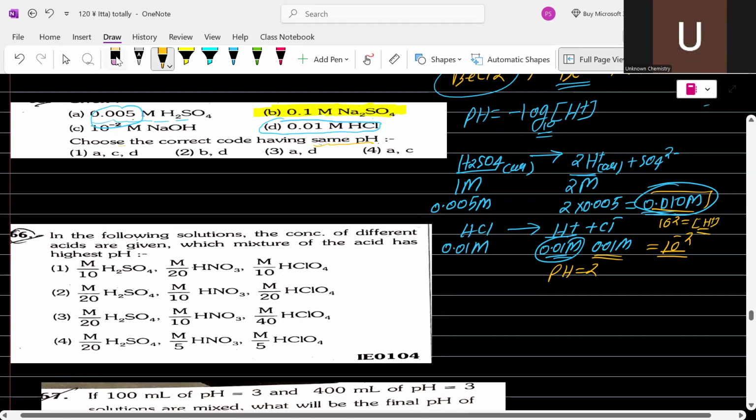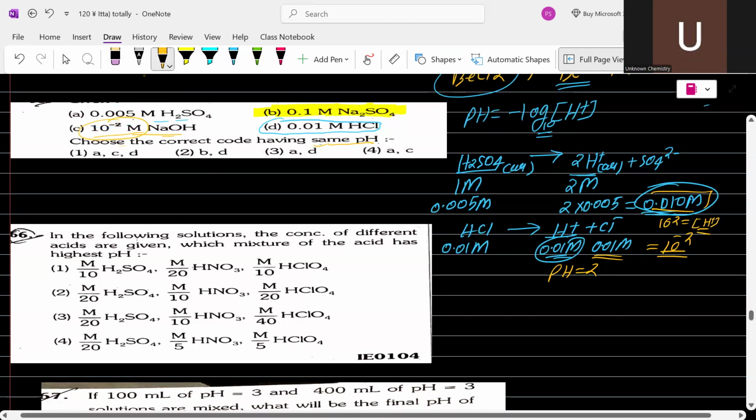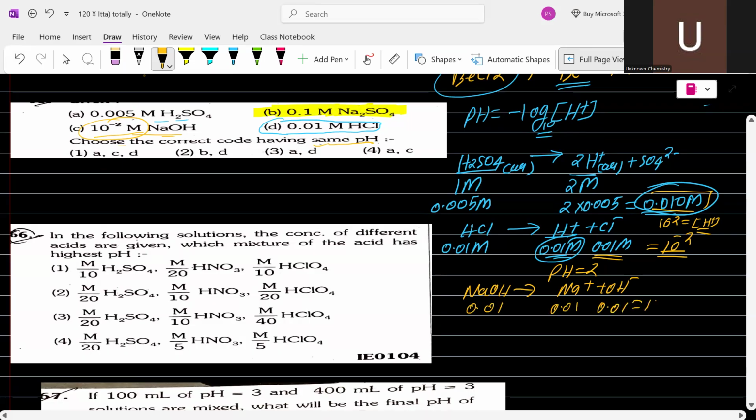Now, if we see the third option, here the concentration of NaOH is 10 raised to power minus 2. When NaOH breaks into Na plus and OH minus, here 0.01 and here also 0.01, which is equal to 10 raised to power minus 2. This is pOH. For this solution, pOH is 2. So which is the right answer here? A and D. Which option is correct? A and D.